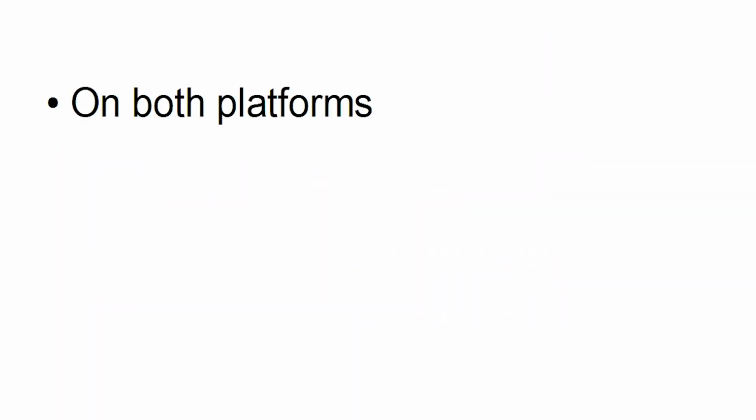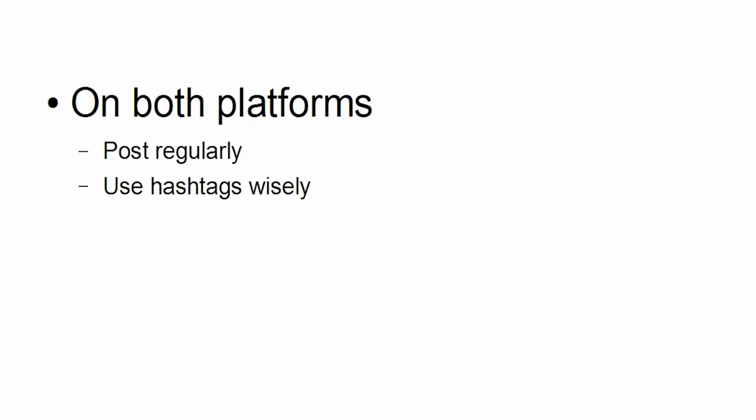Now, there are some key things that you should do on both platforms. First of all, you should post regularly and make sure that you keep posting on a regular basis. You don't want to allow these to go dead. You want to use hashtags wisely, especially on Instagram. It uses the same type of hashtags as they do on Twitter.